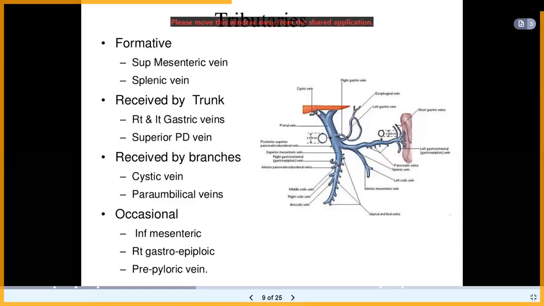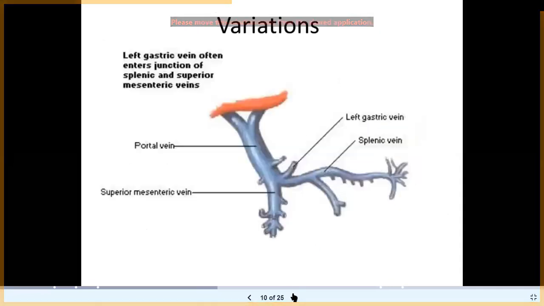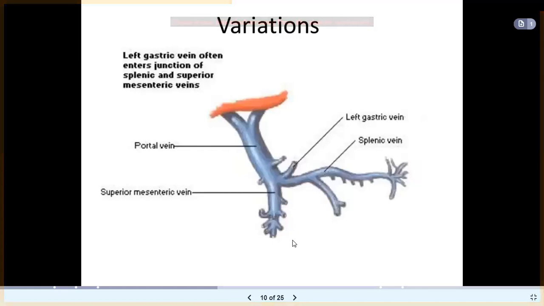So this is the right branch and left branch. Received by the branches, we have cystic vein. We also have, around the umbilicus, the para-umbilical veins. Occasionally, we will see the inferior mesenteric vein, right gastroepiploic and pre-pyloric vein also open into the portal vein. Of course, we have many variations. Okay.